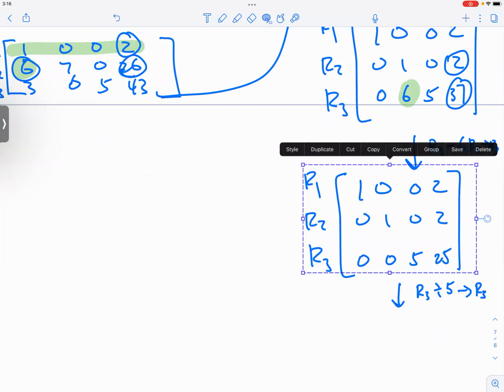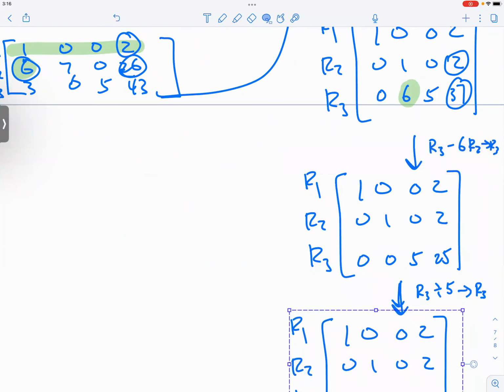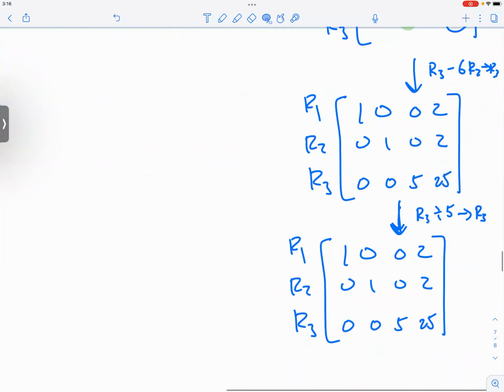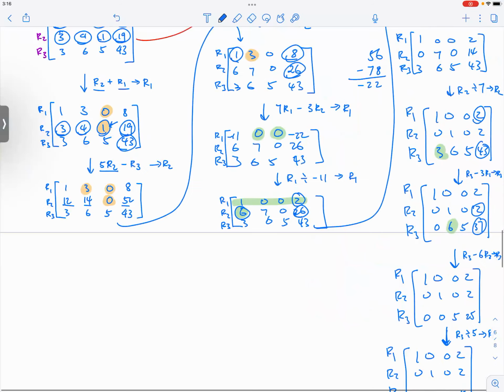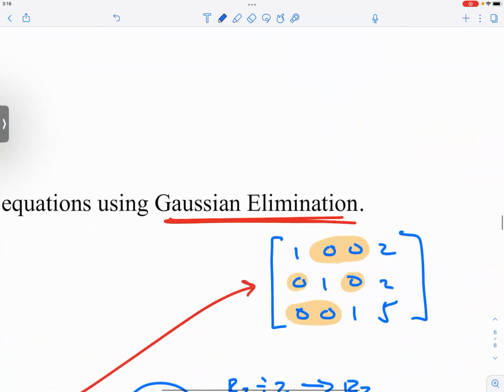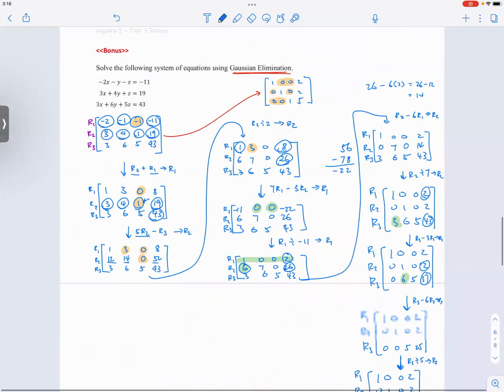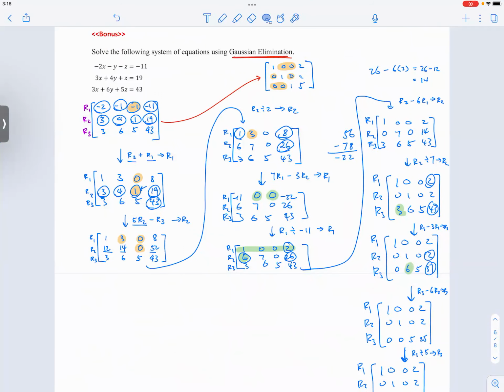And our final answer is, so divide the row 3 by 5, you get 1 and 5. So you can see how it resembles what we got earlier through the calculator. So this is what we call the Gaussian elimination. It's tedious, takes you some time, and that's why we use a calculator. But for the bonus question, we just want to see if you could do this by hand. Okay.